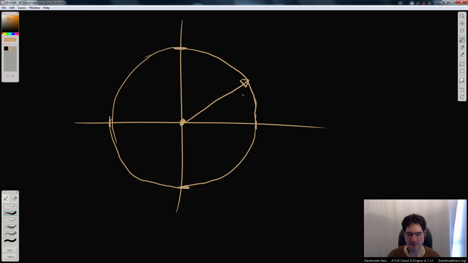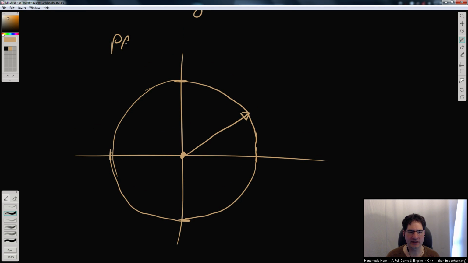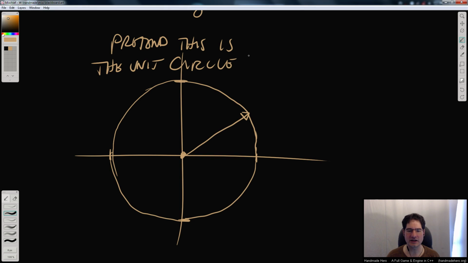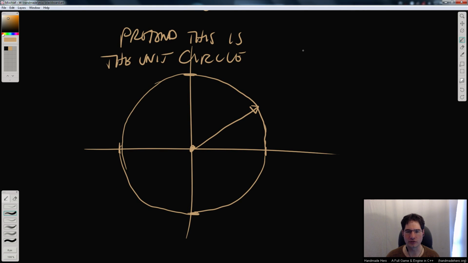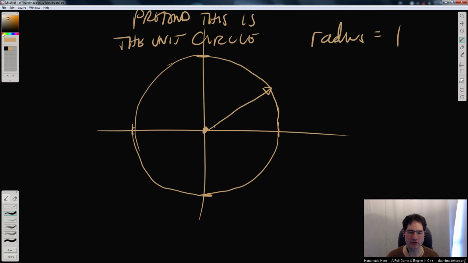point being, pretend this is the unit circle. And when I say unit circle, I just mean a circle whose radius is 1, right? 1 unit. So, all right.